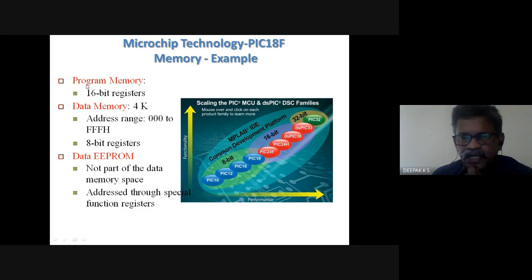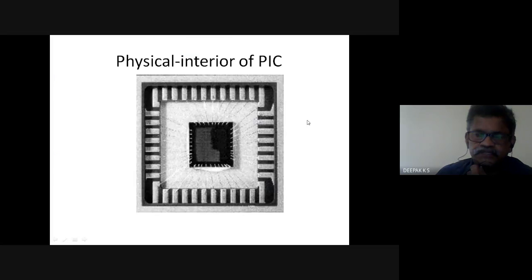So there would be a memory for program, ROM. There would be a memory for the data, RAM, and in addition, EEPROM could be there. So PIC18 is the higher end version of this 8-bit. Before that, you had PIC16, PIC12, and PIC10, and then there are the 16-bit and 32-bit versions.